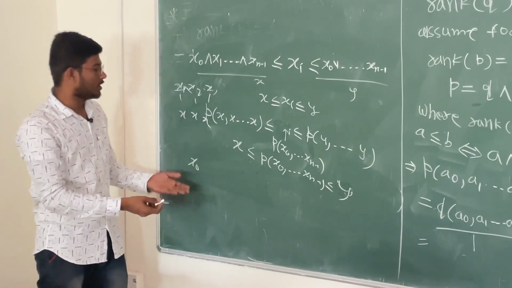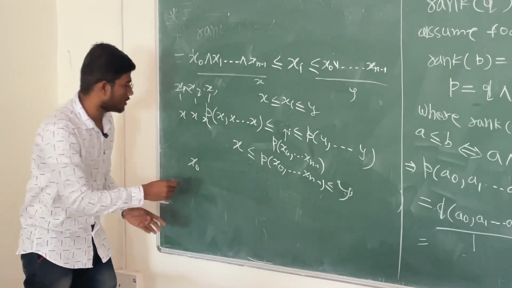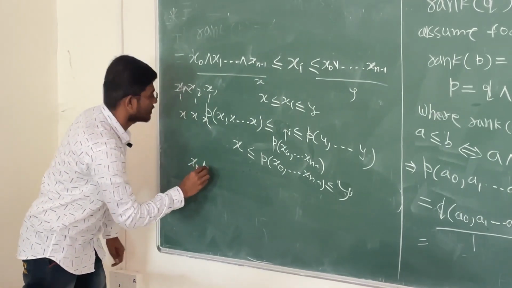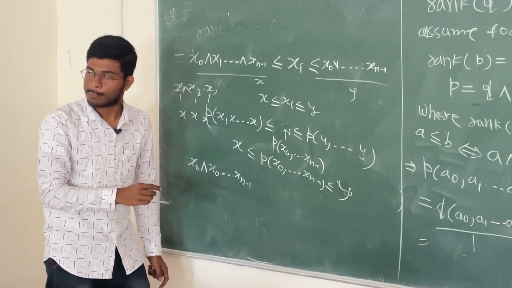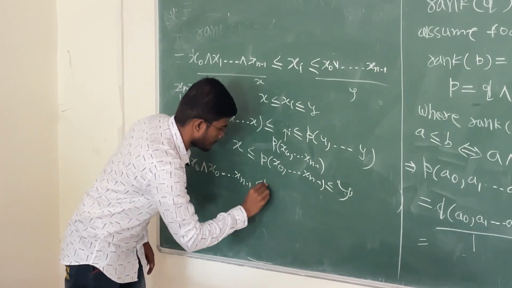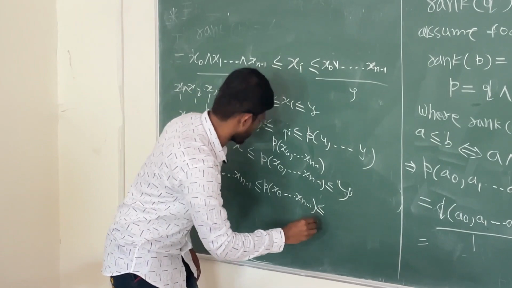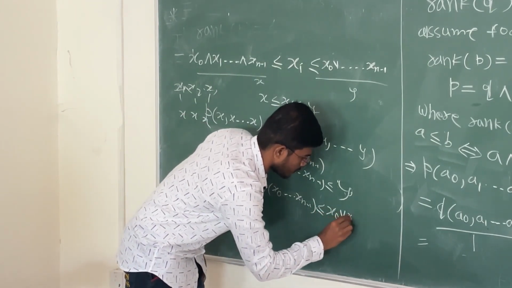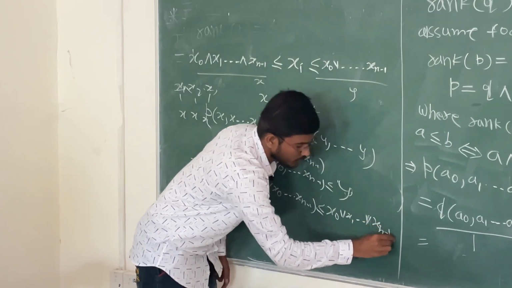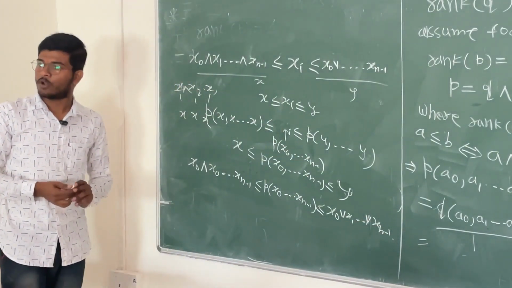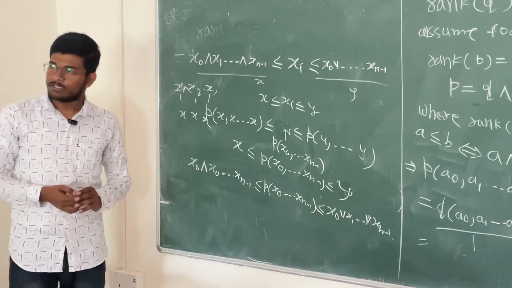Similarly for y, so when we put x and y, the result will hold. So this is the final statement. If you are not understanding something, you ask. Any problem? So this is our theorem that the polynomials are isotone, and moreover we have this general form. So this theorem is proved.